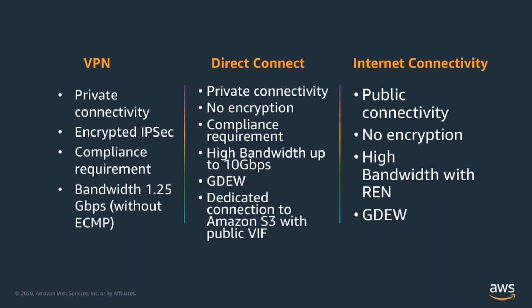This is public connectivity, no encryption by default. If you're using a regional or a national network, then you get high bandwidth, and they peer directly with AWS. And most of them support the global data egress waiver as well.